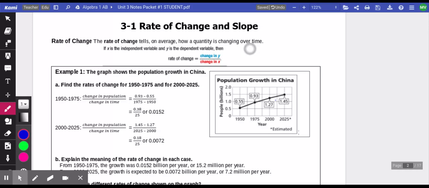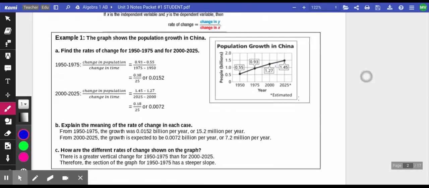So it's the change in population, which is 0.93 minus 0.55, over the corresponding years, 1975 minus 1950. You do this subtraction and you get 0.0152. If we do the same rate of change from 2000 to 2025, it's 1.45 minus 1.27 over 2025 minus 2000, and we get 0.0072. Note that there's a star next to the 2025 that's estimated.